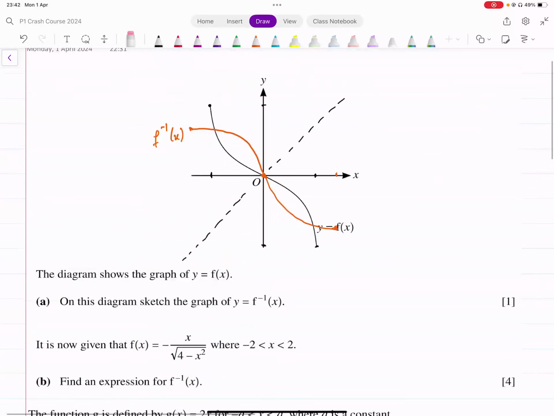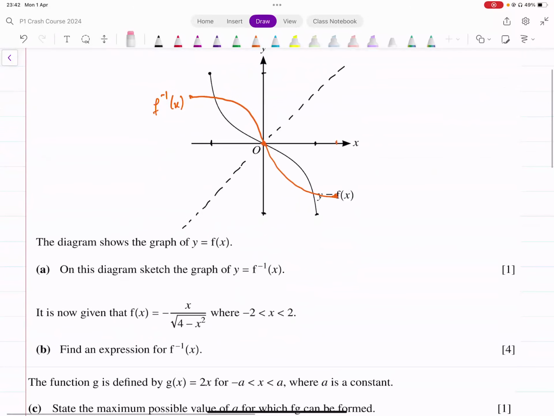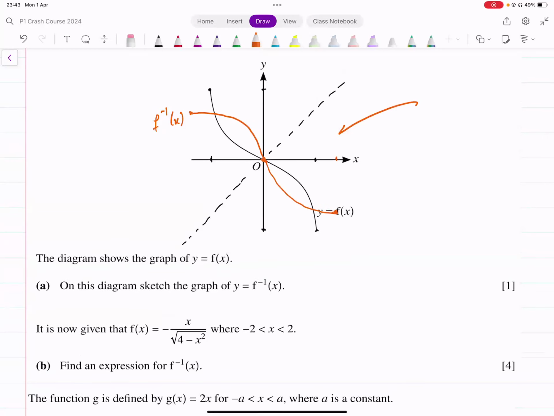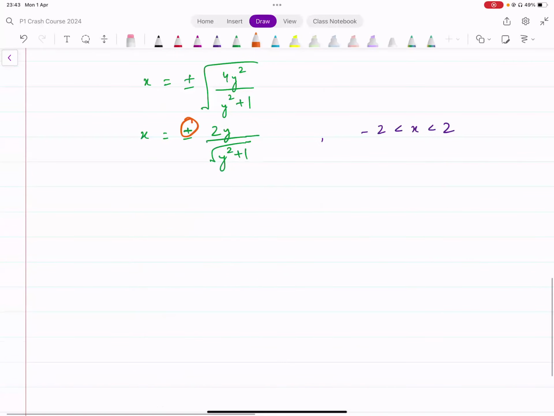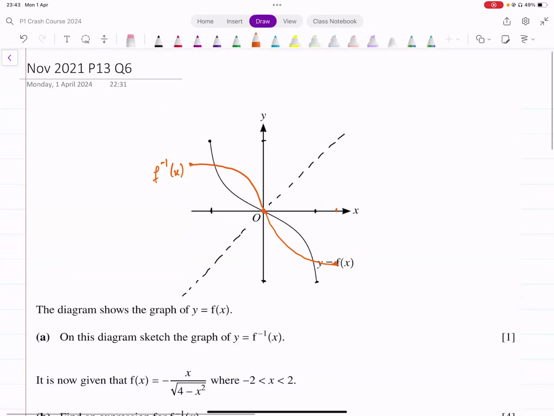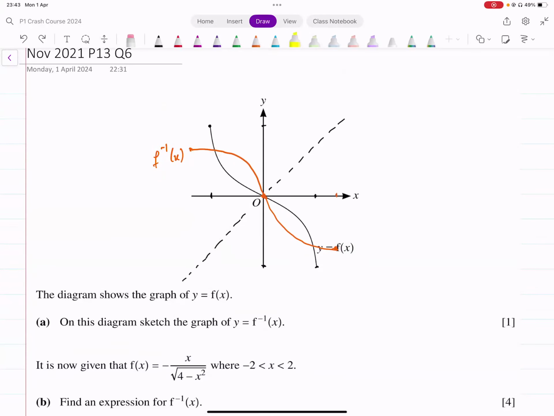Now, let's look at the graph that we drew in the first part. They asked us to draw the sketch of the inverse function in the first part, f inverse of x. Now you see, you have plus here and minus here. Which one of them is going to give you this particular graph? Let's think about that. So focus on the inverse function, f inverse of x.